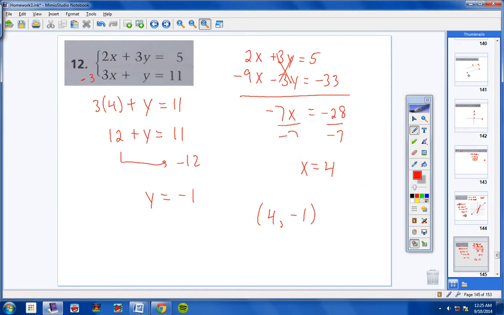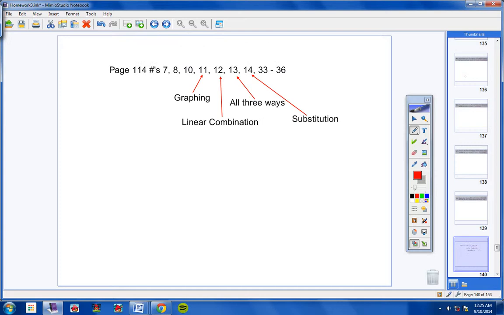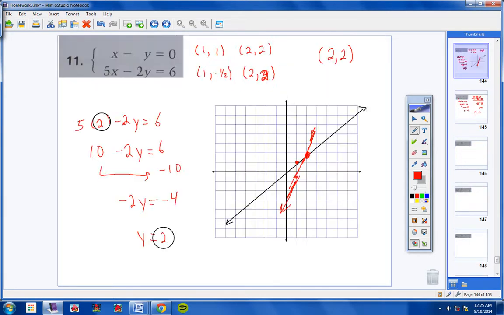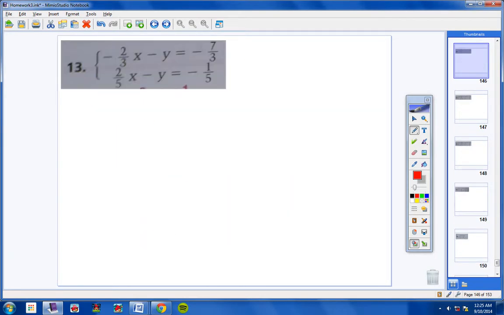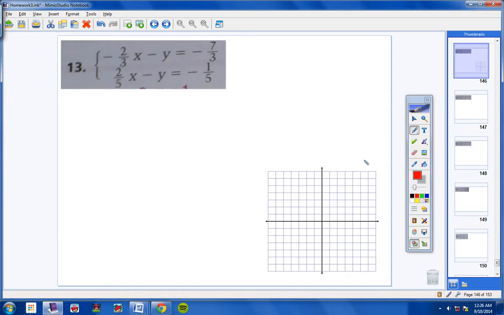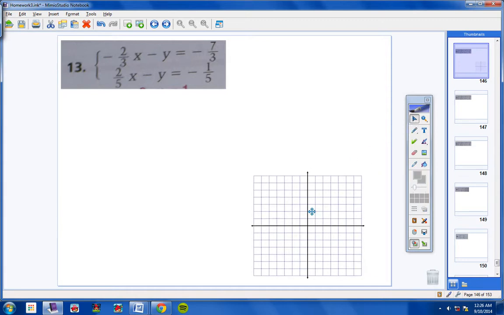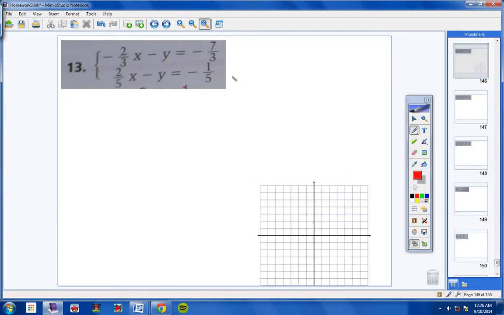Now I believe in number 13 I've asked you to do it all 3 ways. So it'll take a little bit of time, but that's okay. The one thing I wanted to show you guys is let's definitely learn to eliminate our fractions, okay? That's real important to do. And also, let's get a coordinate plane right here so we can use that. Now, I don't want to try to solve this linear system if there's fractions all through it.